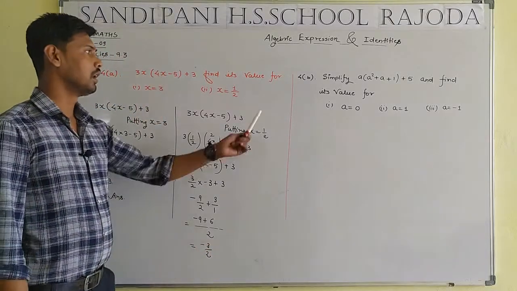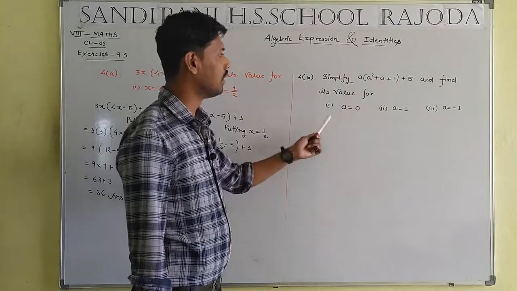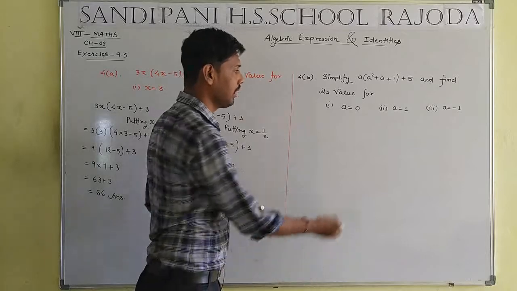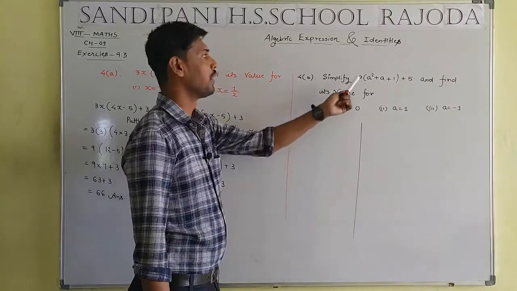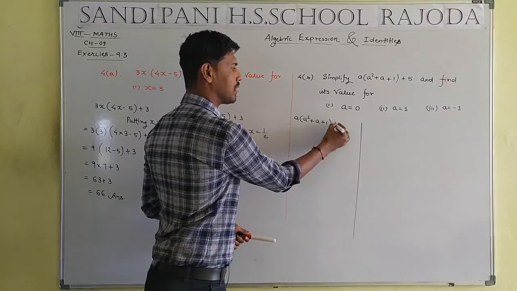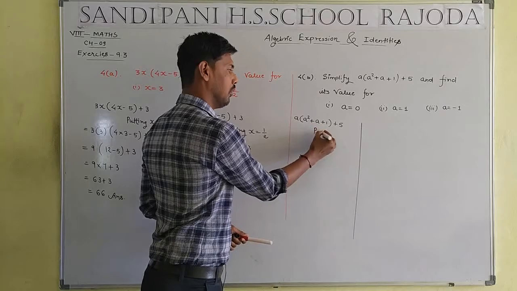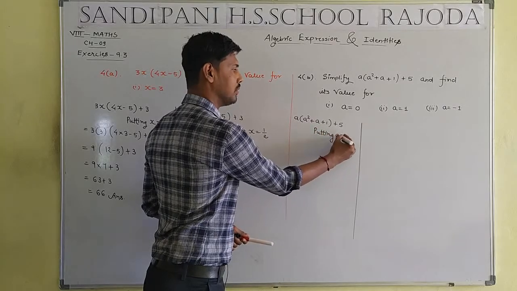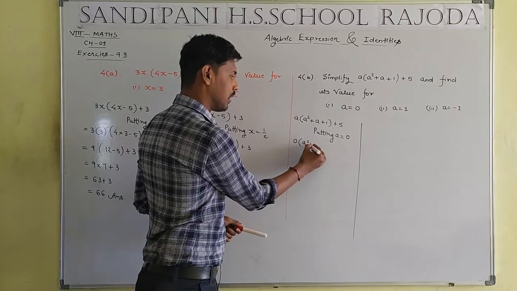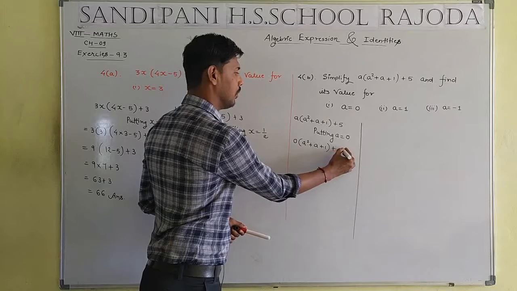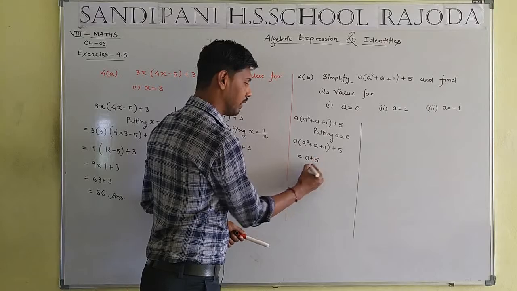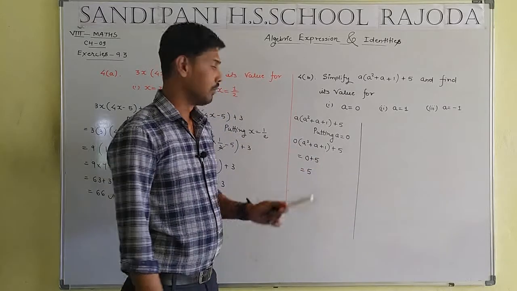Okay, student. Now we take the next question. Here a will be equal of 0, a will be equal of 1 and a will be equal of minus 1. Three different situations for the same polynomial. Here polynomial a square plus a plus 1 plus 5. We have to put the value of small a will be equal of 0 such that a replaced by 0, a square plus a plus 1. 0 into anything will be equal of 0 and 0 plus 5 will be equal of 5. That is the first answer.